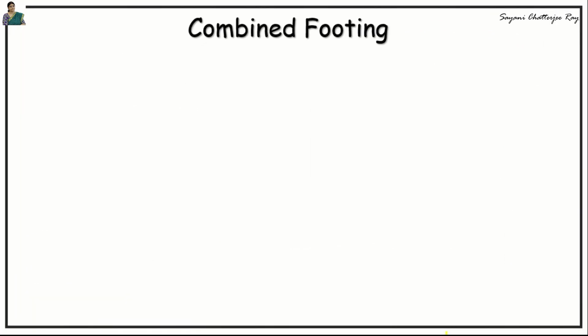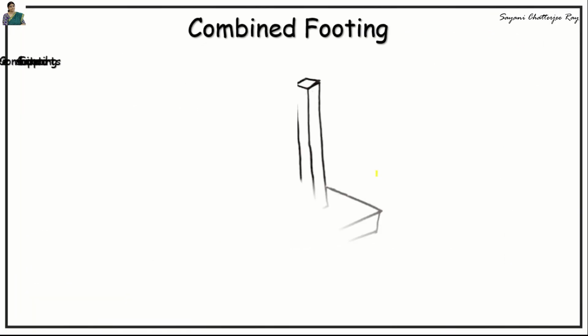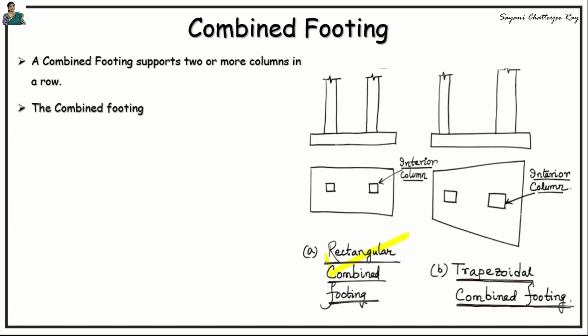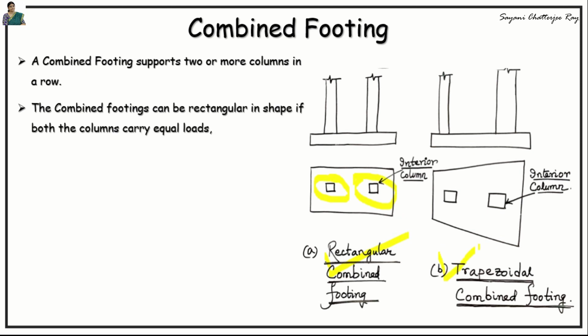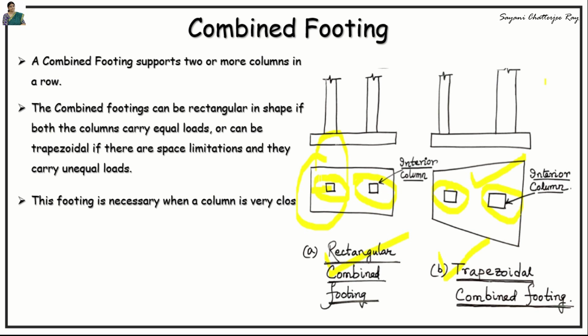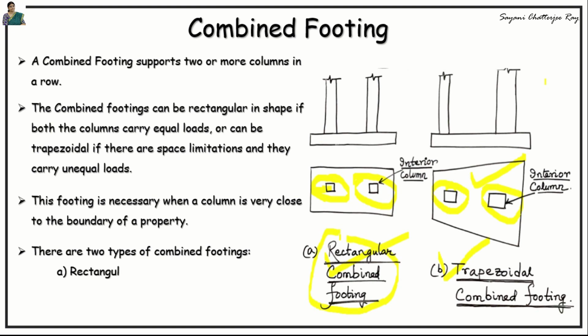The next one is combined footing. Combined footing generally supports two or more columns in a row. Now, a combined footing can be rectangular in shape if both the columns carry equal load, or else it can be a trapezoidal footing if there are space limitations and if the columns carry unequal loads. Combined footing is used when a column is placed very close to the boundary of a property, and in that case there is no scope to project it much beyond the column face. As told earlier, there are two types of combined footing. One is the rectangular combined footing and another is the trapezoidal combined footing.